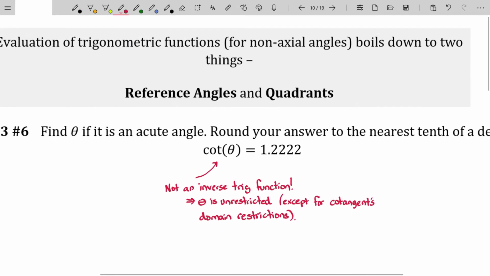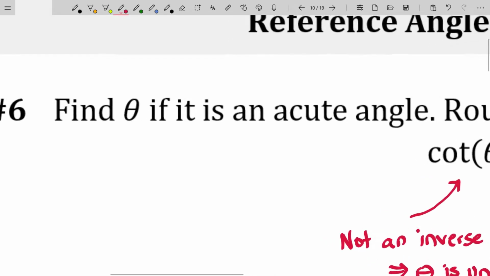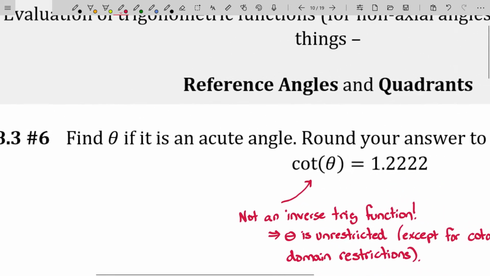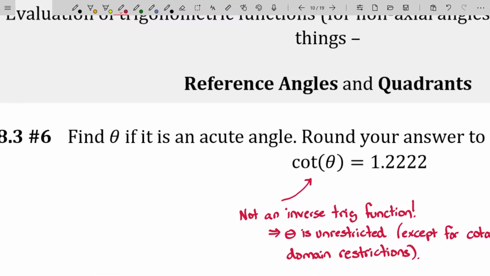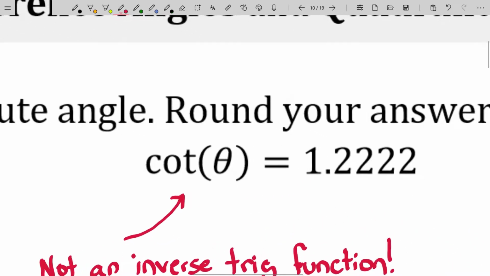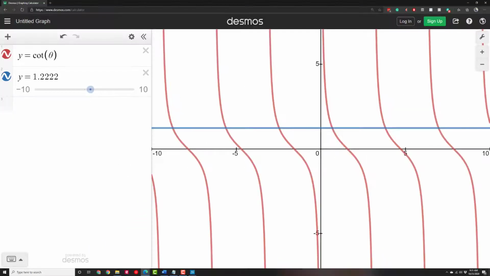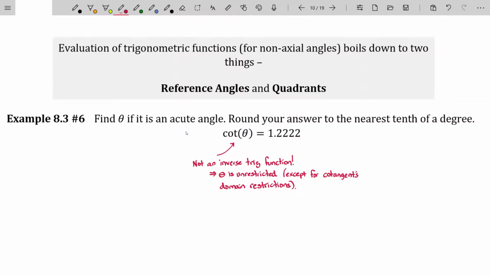Now let's read the problem. Find theta if it's an acute angle. So whoever wrote this problem, me, knew that there are an infinite number of answers to this. If I were to graph the cotangent of theta and set it equal to 1.222, you'd get the following. There's my cotangent graph, and the blue line is 1.222. Notice it hits the cotangent an infinite number of times.